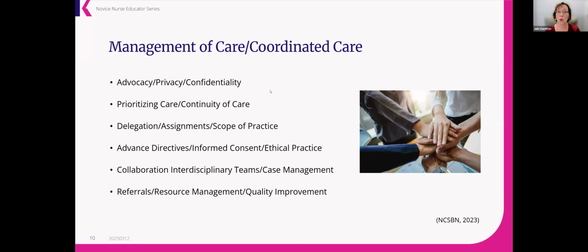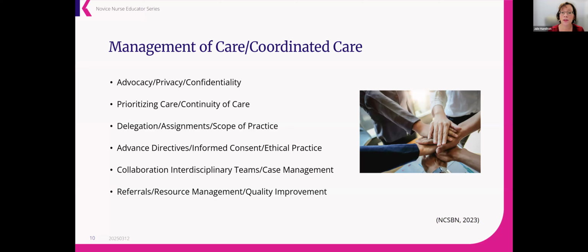So let's look at each one of these test plan categories. I'm just going to give you a snippet of some of the topics and concepts under each category. We all know what's under cardio. We know what's under respiratory. We know what's in the PEDS class. But do we really know the topics that are being taught for each one of these test plan categories?